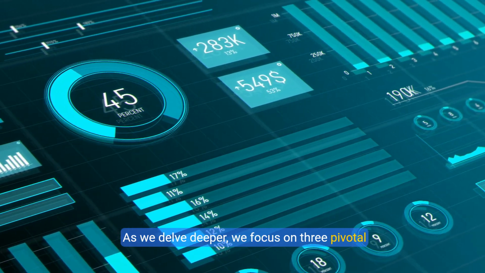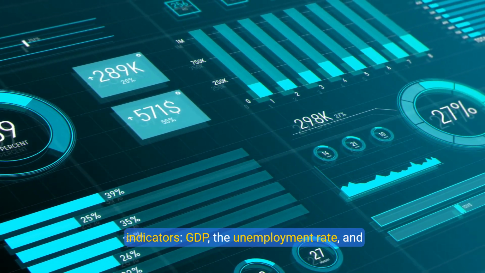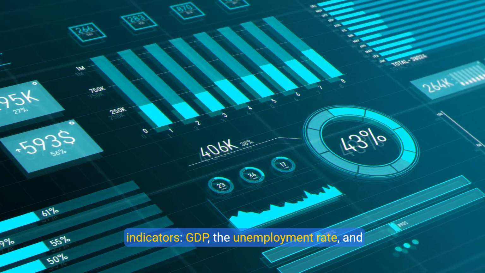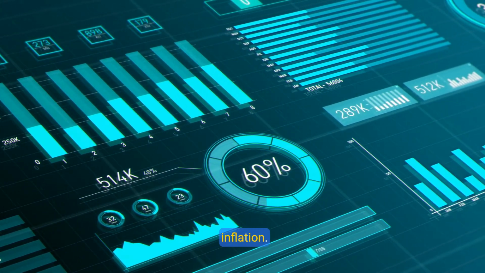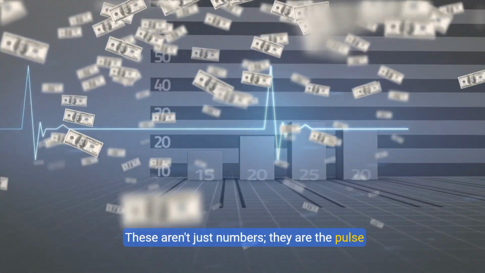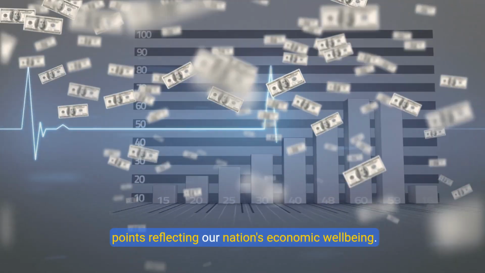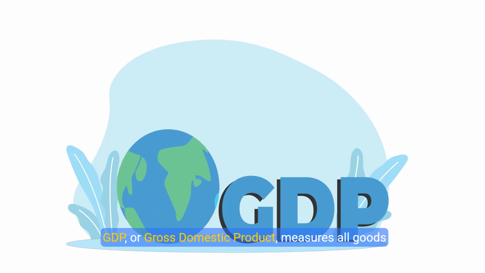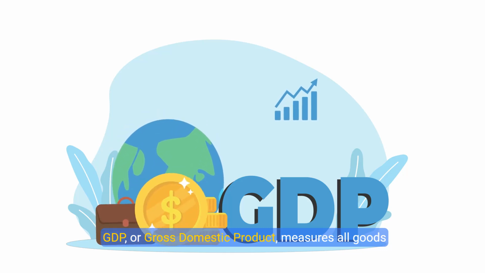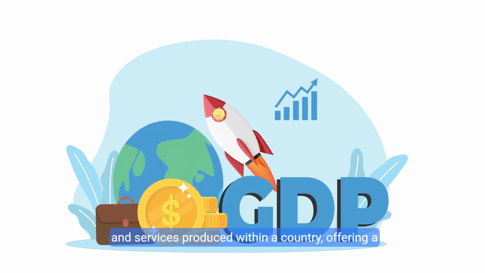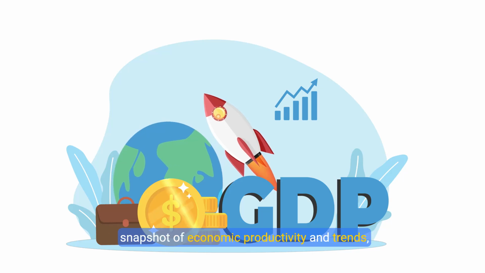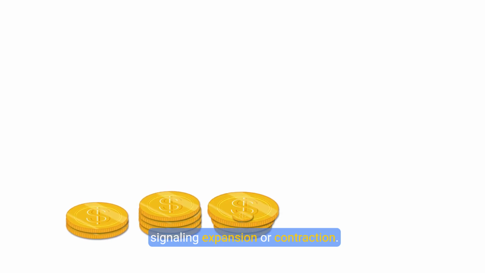As we delve deeper, we focus on three pivotal indicators: GDP, the unemployment rate, and inflation. These aren't just numbers, they are the pulse points reflecting our nation's economic well-being. GDP, or gross domestic product, measures all goods and services produced within a country, offering a snapshot of economic productivity and trends, signaling expansion or contraction.